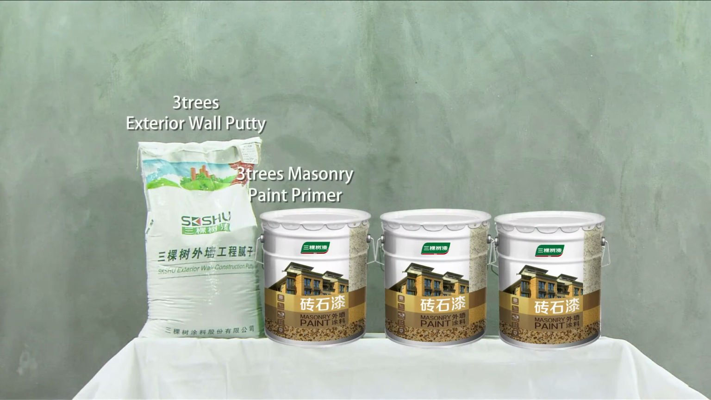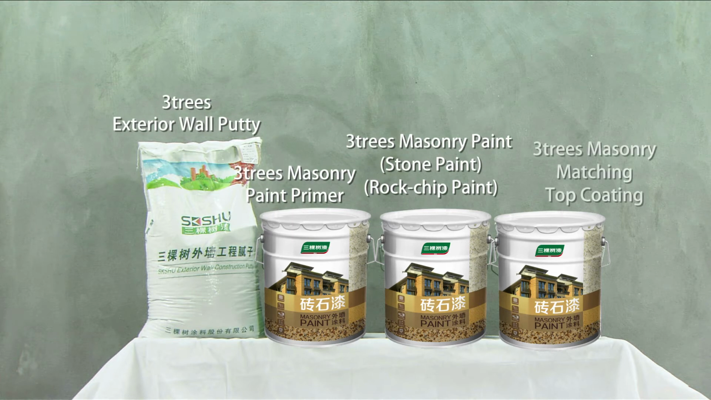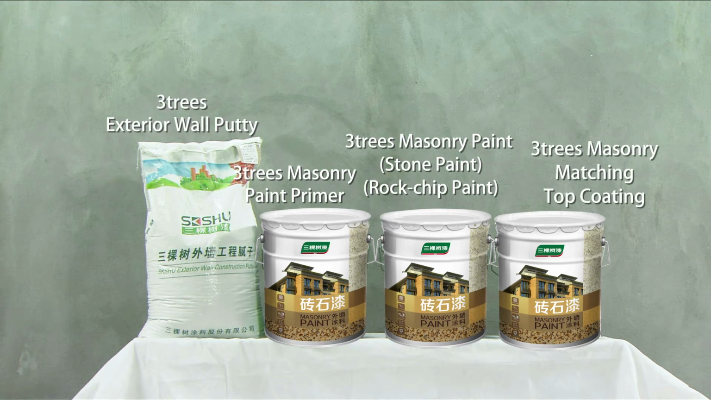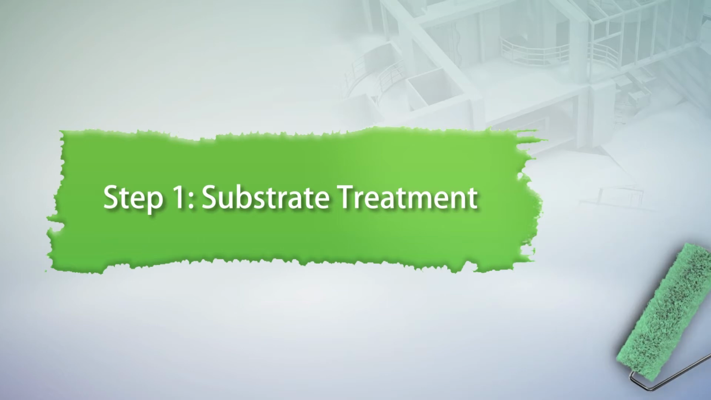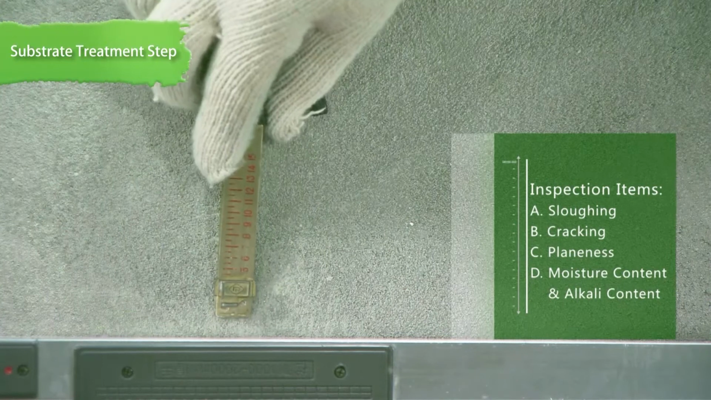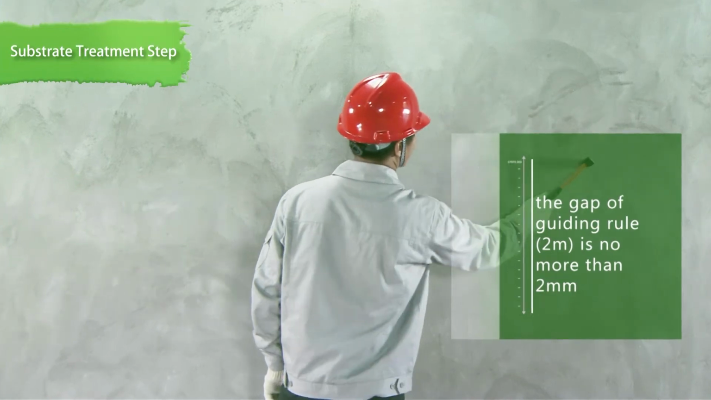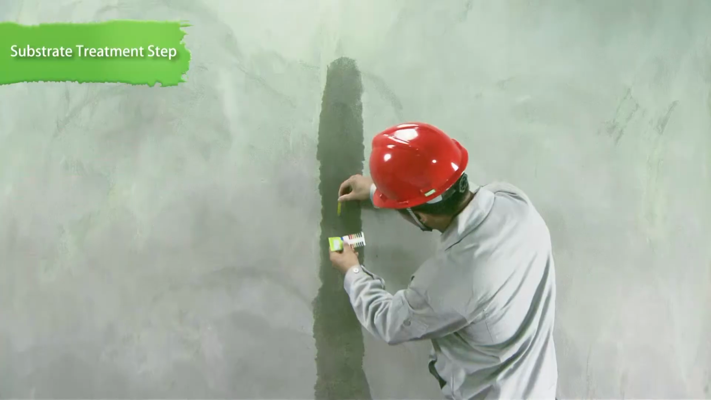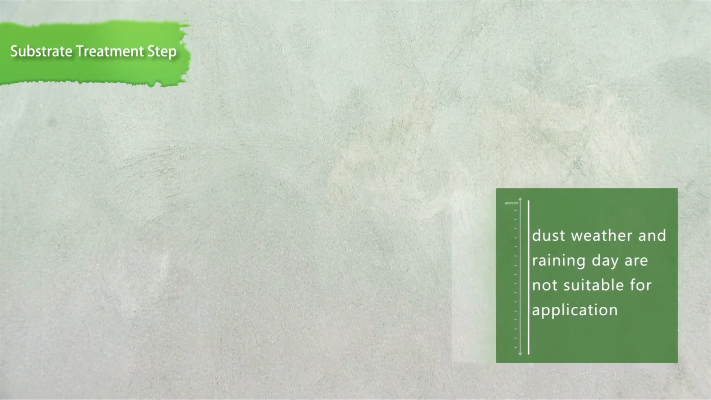Materials in need: Three Trees Exterior Wall Putty, Three Trees Masonry Paint Primer, Three Trees Masonry Paint Stone Paint, Rock Chip Paint, Three Trees Masonry Matching Top Coating. Step 1. Substrate Treatment. Substrate checking. The substrate shall be flat, clean, and non-flake. Dust weather and rainy day are not suitable for application.